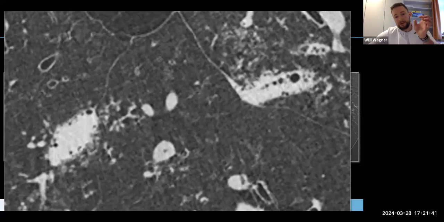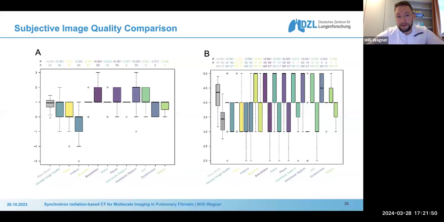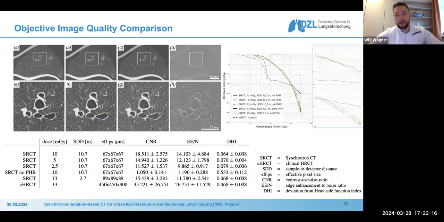And whenever I show those images to normal radiologists, it blows their hair back when they see the amount of detail that we get. Now, when we show these images to clinical radiologists and tell them, please judge image quality based on different substructures within the lung, we find out that they like synchrotron CT scanning for diagnostic purposes, because the resolution and image quality is superior.